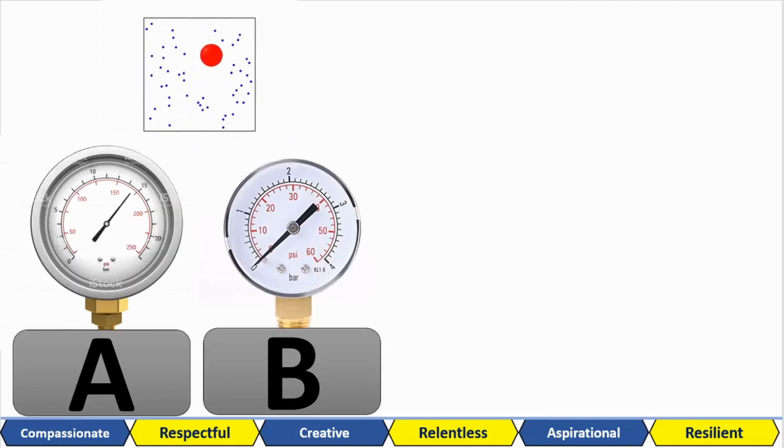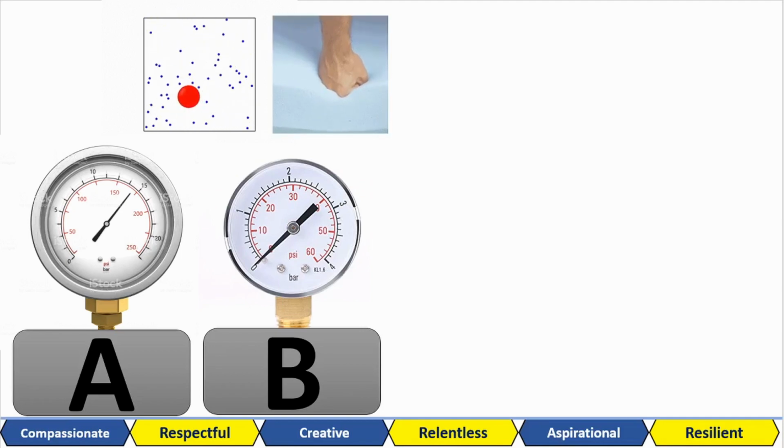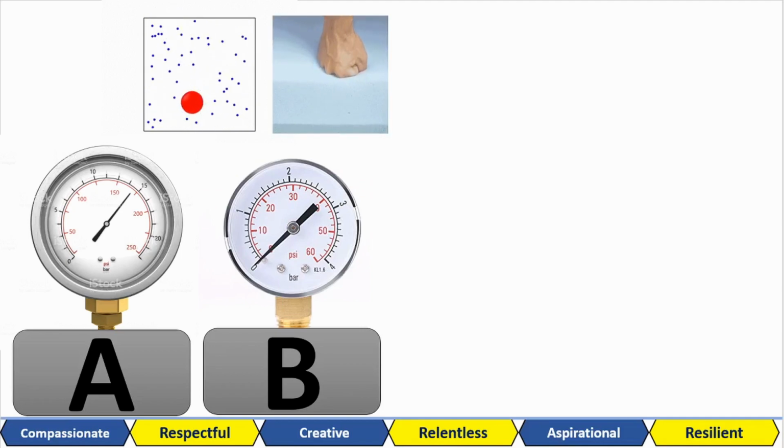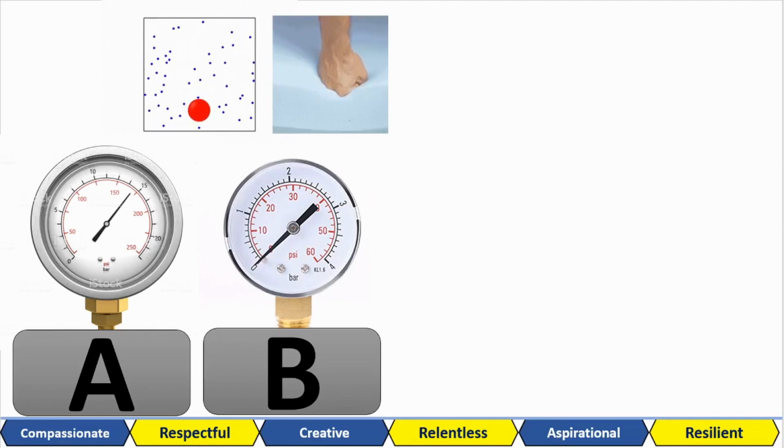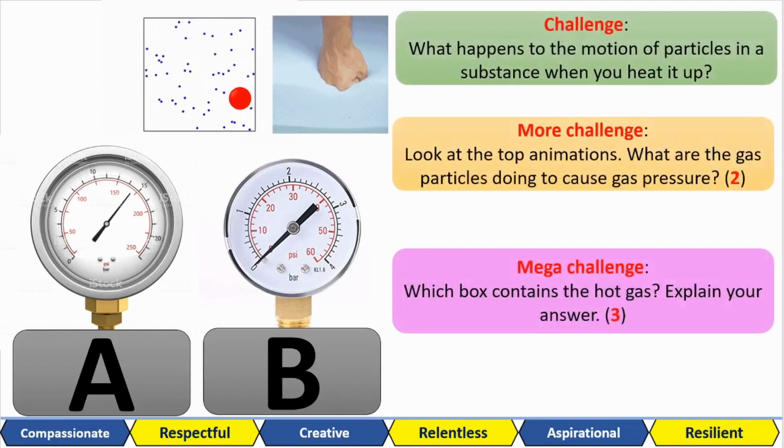The bottom images show two boxes that have a pressure gauge connected to them. And just to help you out here a bit more, you can think of an individual gas particle like this fist hitting the walls of a container. Here I have some challenge questions for you to have a go at. Do your thing.